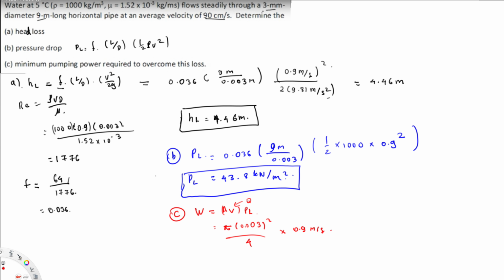Then we have this pressure loss, which we have found right here. That is 43.8 kilonewton per meter square. If I calculate this value, this one gives us 0.28 watts. This is kilonewton, it will cancel out anyway. So this is the value we get, our minimum pumping power required to overcome this loss.